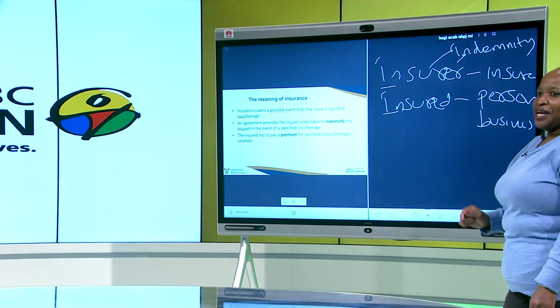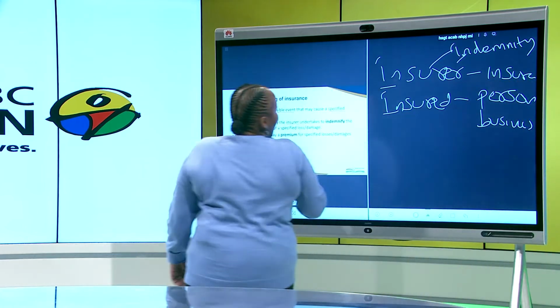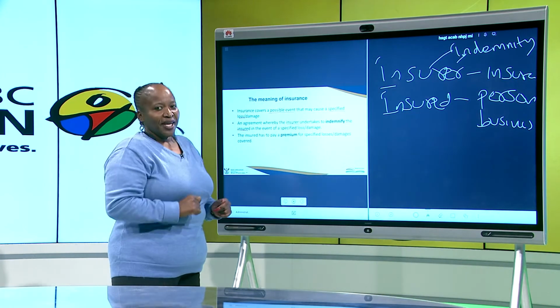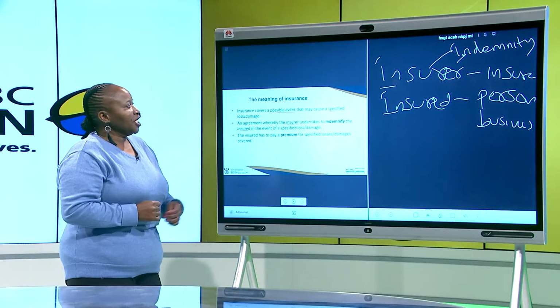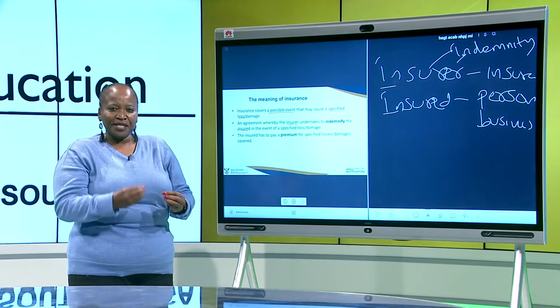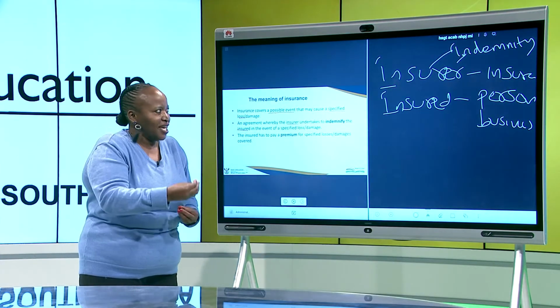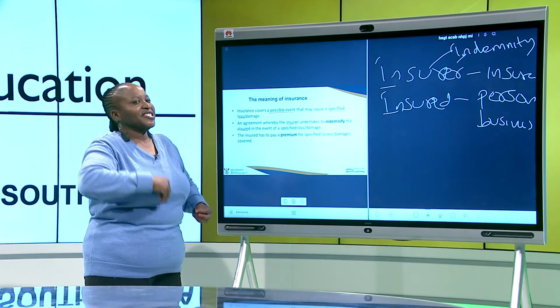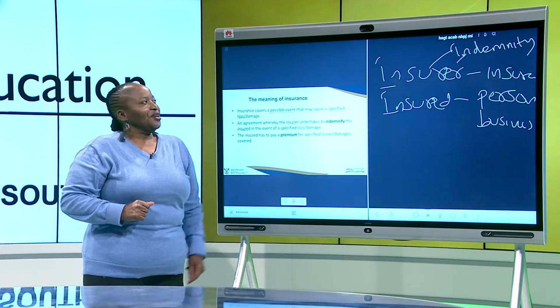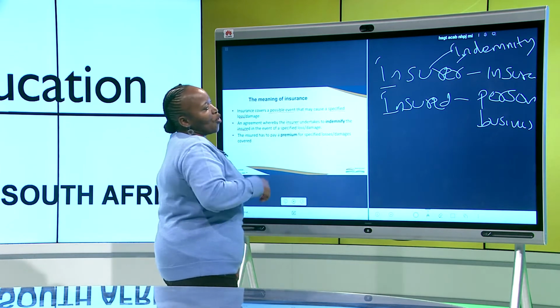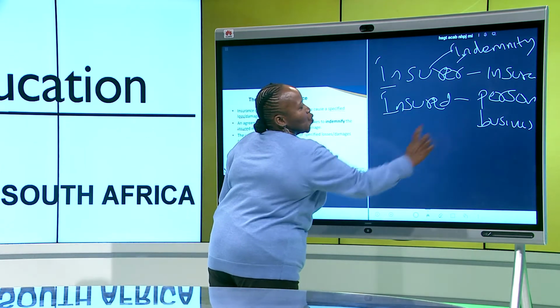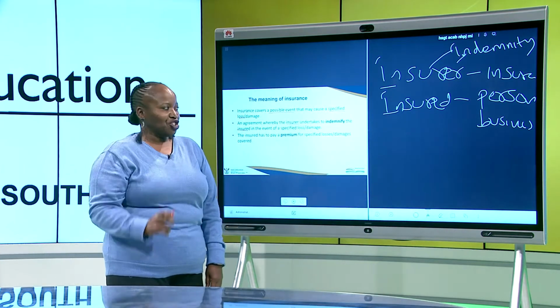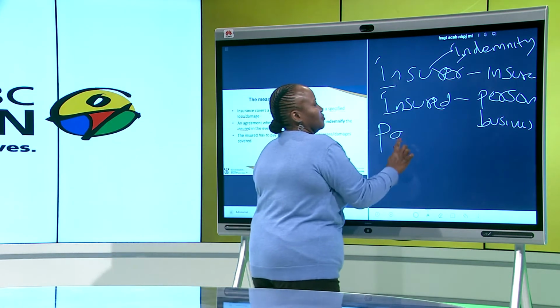Indemnify. What is to indemnify? To indemnify is to make good, pay back. Should an event that is specified in an insurance contract occur, then the insurer must indemnify the insured, pay back. Now, what is it that the insured must do in return?